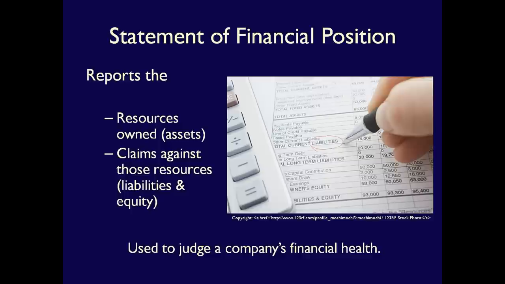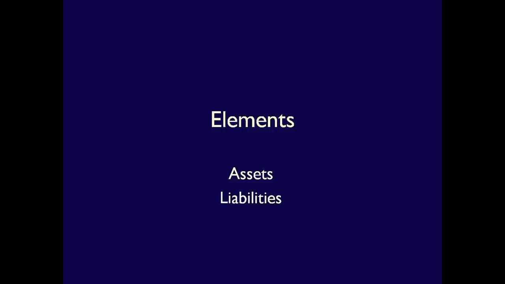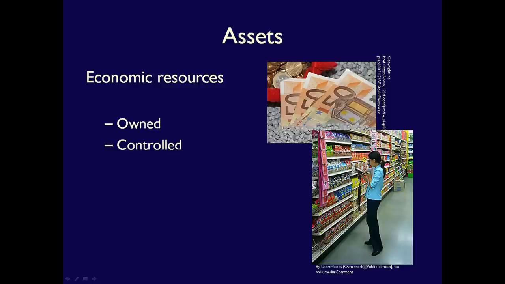In order to understand the Statement of Financial Position, we have to first understand the elements that make up this statement: assets, liabilities, and equity. Let's look at each individually. Everything that a company owns or controls is considered an asset, a resource the company will use in the future. When you look at the assets, you answer the question, what does the company have that they will use in the future to help run the business?